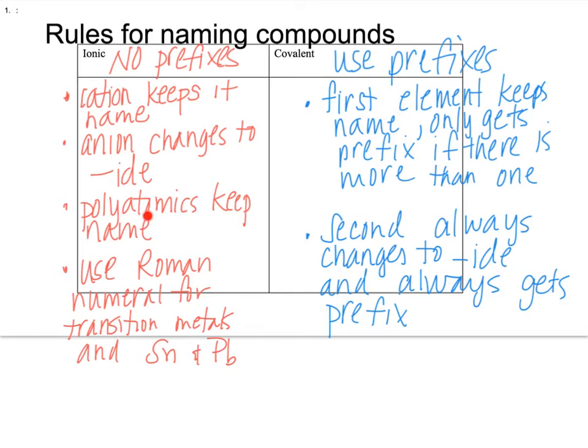The polyatomics keep their name. So if it's sulfate, we just write sulfate. If it's nitrate, we write nitrate. And then we use the Roman numeral if it's a transition metal and if it's tin or lead, because they are not transition metals, but they can have more than one charge.